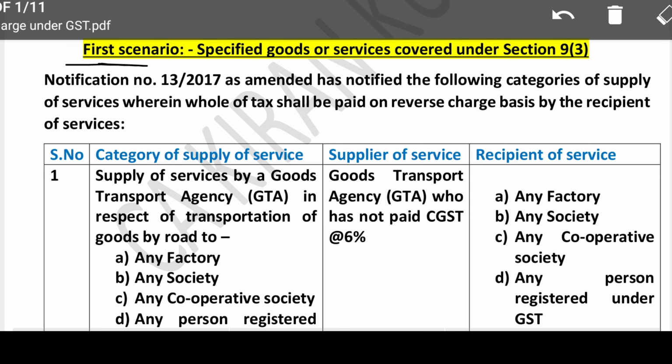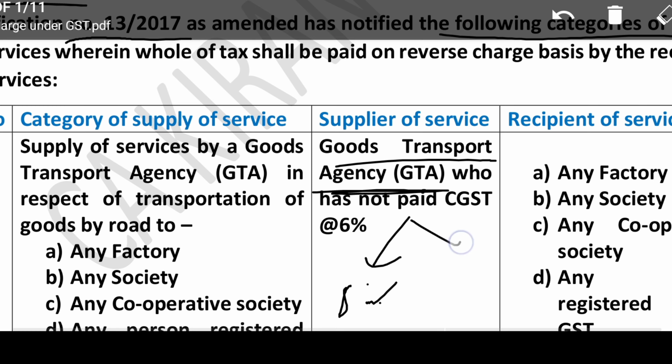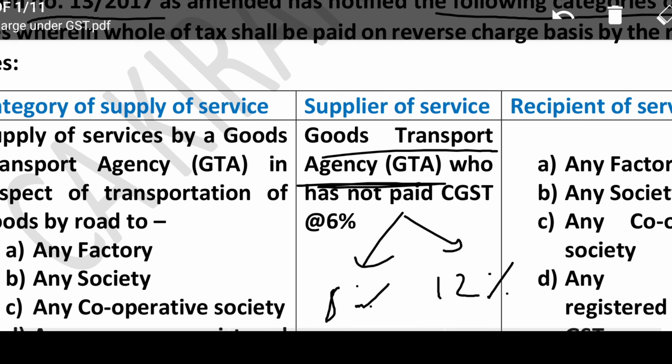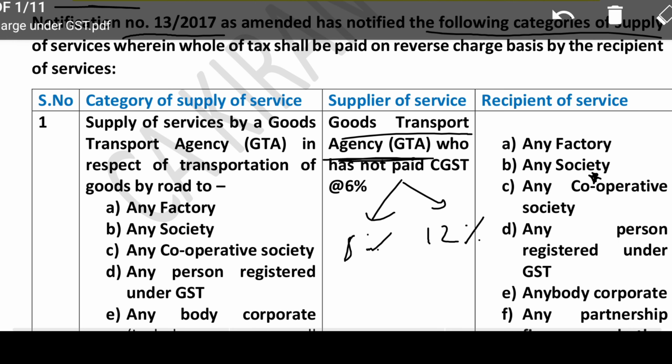In the first scenario, notification number 13/2017 has notified the following categories of supply of goods or services. Let's see one by one. In case of service provided by a goods transport agency, generally goods transport agencies have two options, that is 5% and 12% forward charge. Here 5% means the recipient has to pay. This 5% is covered under RCM, and 12% is the forward mechanism in which the GTA will levy the GST and it is responsible to pay. So GTA has the option to choose 12% or 5% by itself.